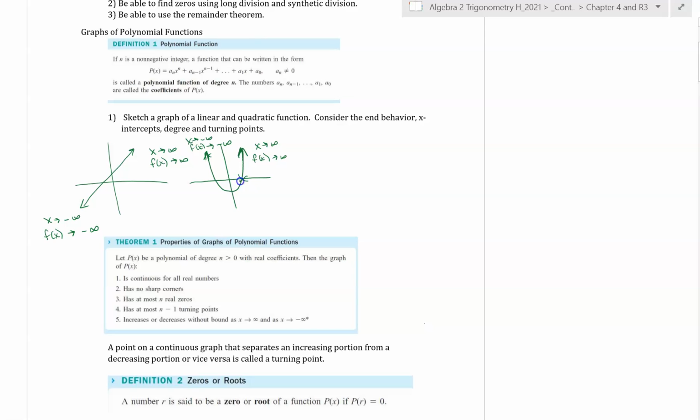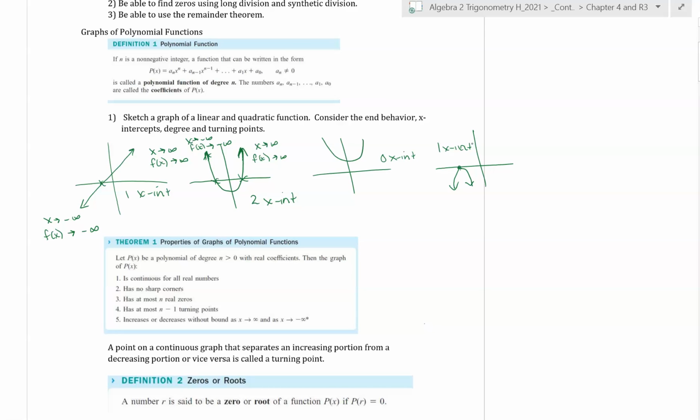You could also think about intercepts. Notice that this particular quadratic function has two x-intercepts. This linear function has one x-intercept. You also could have graphed a quadratic that perhaps looks something like this, where we have no x-intercepts at all. You could have graphed a quadratic that looks something like this, where perhaps it has one x-intercept.